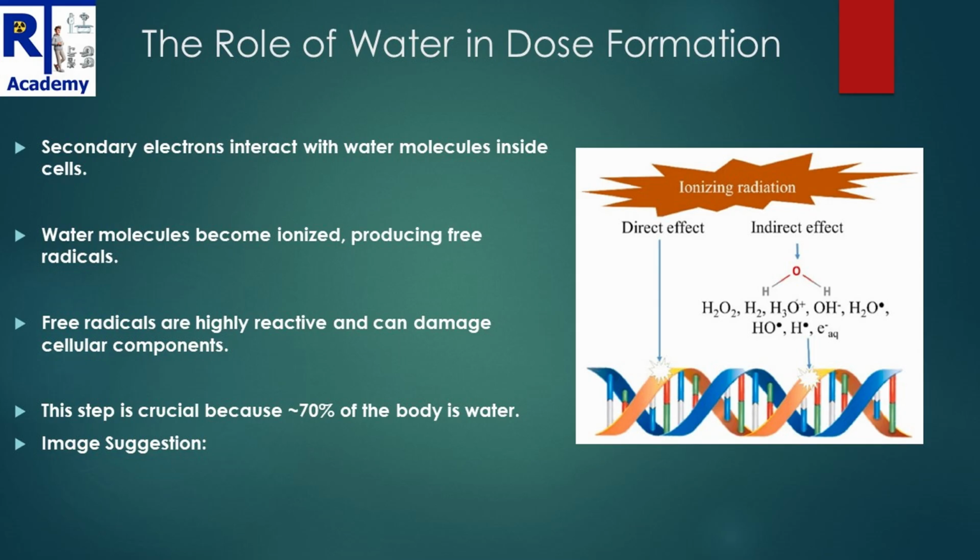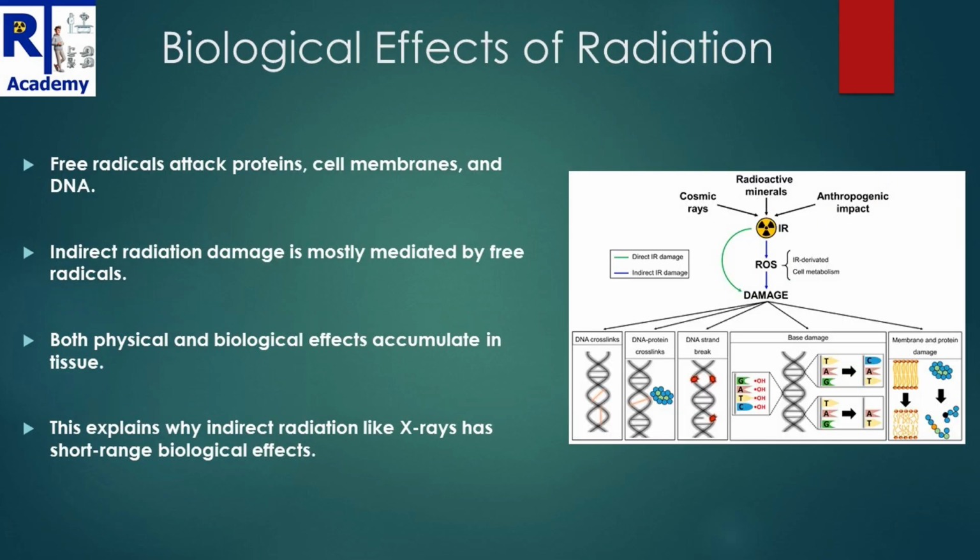This chain of interactions leads to the storage of radiation energy within a specific part of the tissue. In simple terms, a dose is formed when radiation energy becomes locally stored in the body tissue and leaves both physical and biological effects. To summarize, the process of dose formation happens in several continuous steps.